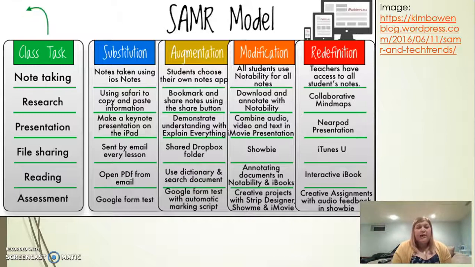But to further that, getting on Notability for modification would then allow them to communicate with one another and have students share their notes. Redefinition would be even better, because the teacher can then give feedback instantly, since the teacher would have access to the student notes. They could give that feedback, but they could also see where the students are, how much further they need to go, and where they could improve themselves.